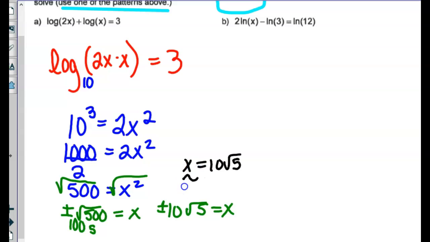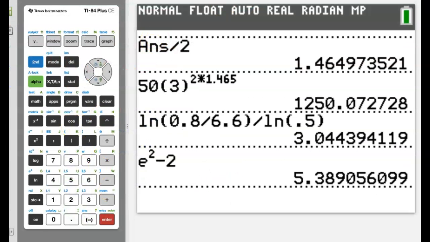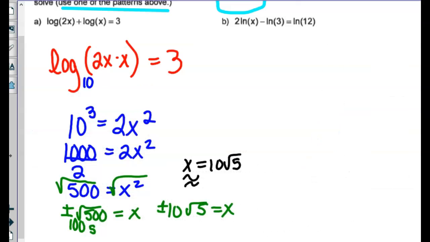Anybody have an approximate answer for me? Square root of 500. 361. Thank you.